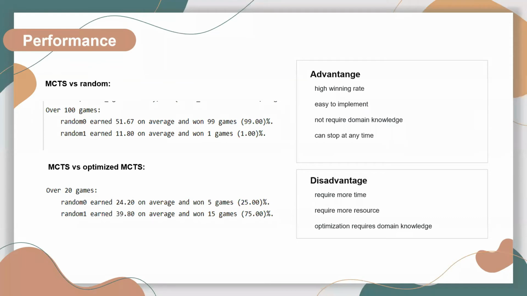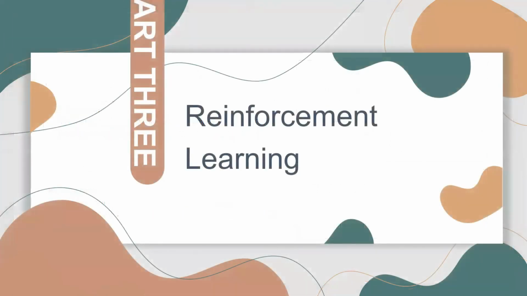Next page, please. So after testing the model, the winning rate of the basic model against the random agent is maintained at 99%. After the model is optimized, the winning rate of the optimized model against the basic model is about 75%. The main advantage of MCTS is that the model is easy to implement and the winning rate is high. But the main disadvantage is that the result obtained within a limited time may not be the optimal solution. Next, Yilin will introduce the reinforcement learning.